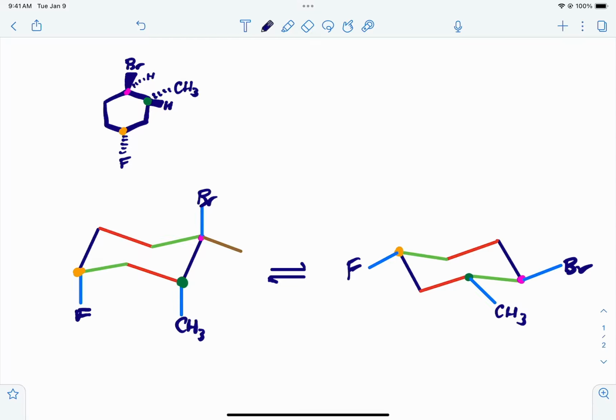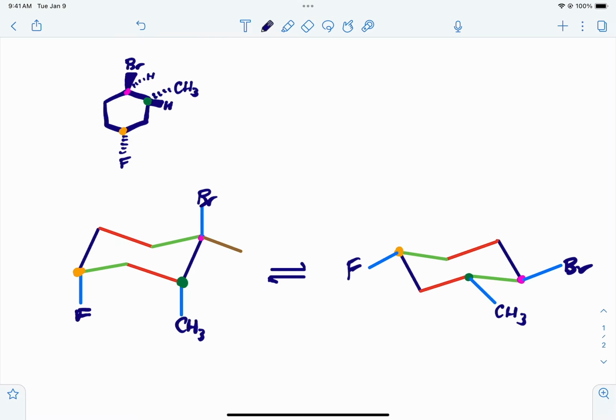But the rule is that you always want the most bulky groups to be equatorial. There is more room for atoms in the equatorial position. Axial groups can be crowded. So if you have a really big bulky group like a bromine or an iodine or an isopropyl or a tert-butyl or something like that, the big bulky groups want to be equatorial. Even if you have lots of small groups, they want to be equatorial.